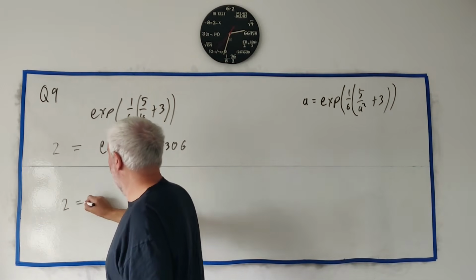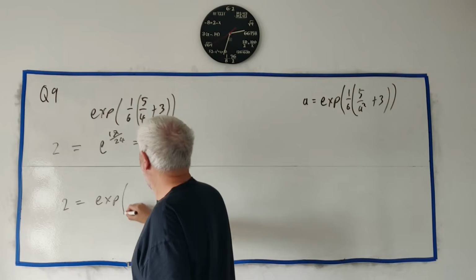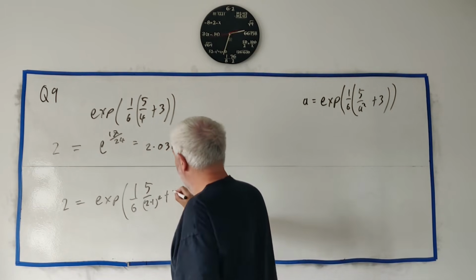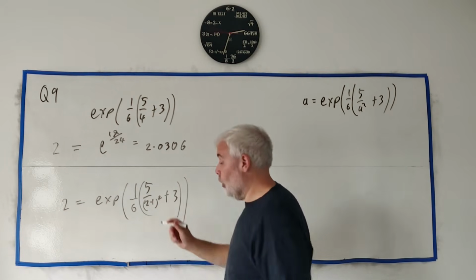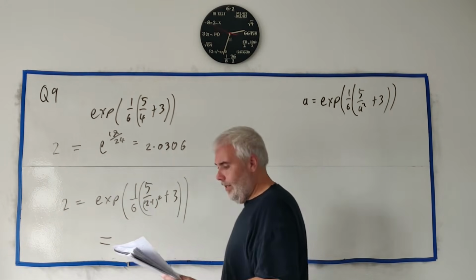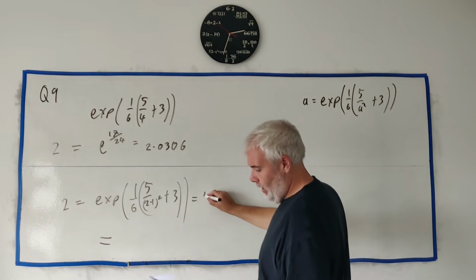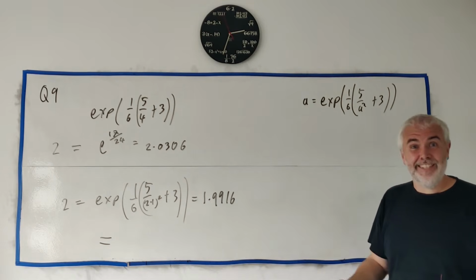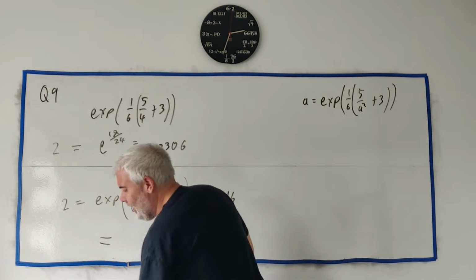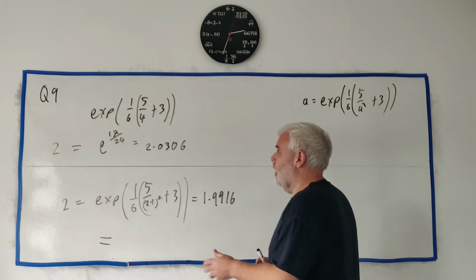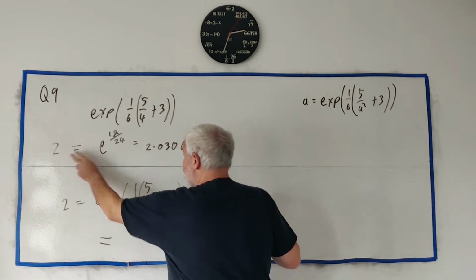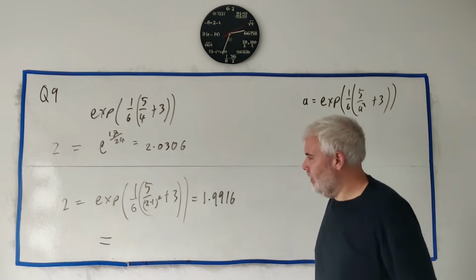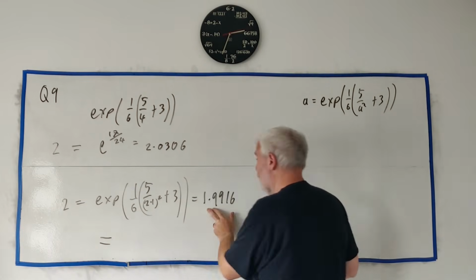We'll put 2 equals the exponential of 1 over 6, 5 over 2.1 squared plus 3. Put all that into a calculator and you will get 1.9916. That's enough to show that it lies between. You might want to add in some line that 2 was less than 2.03 when you put 2 in. In this case, 2 was bigger than 1.9916.